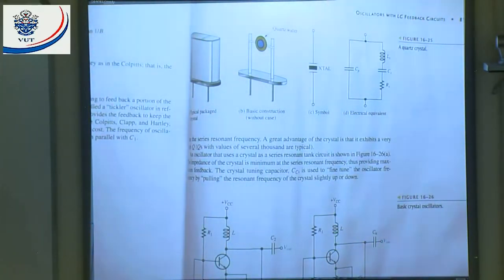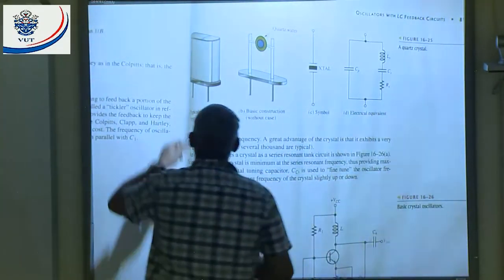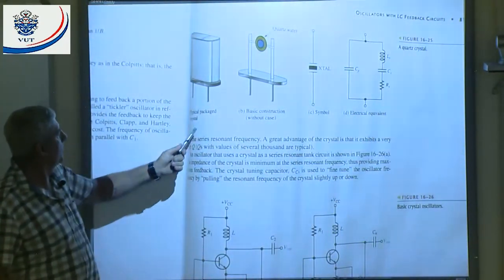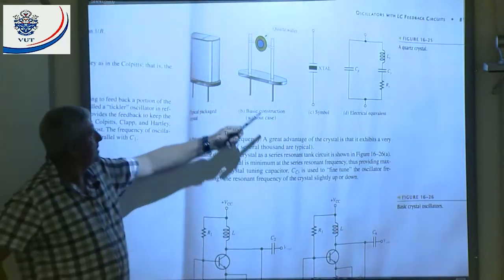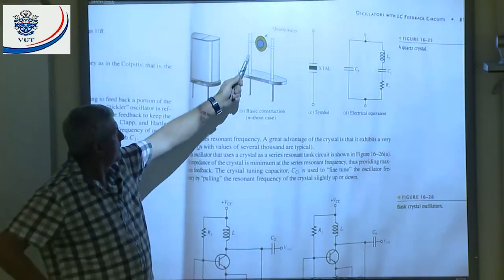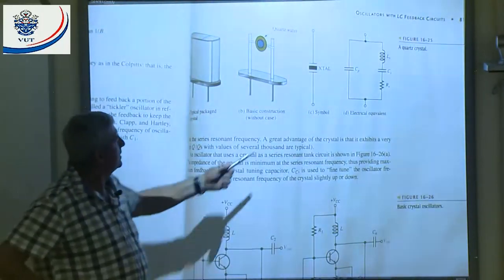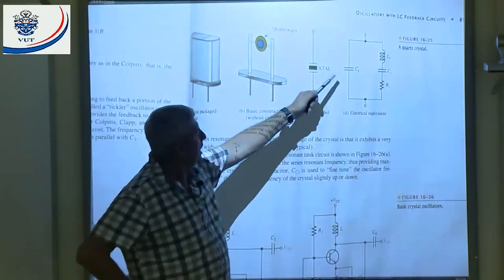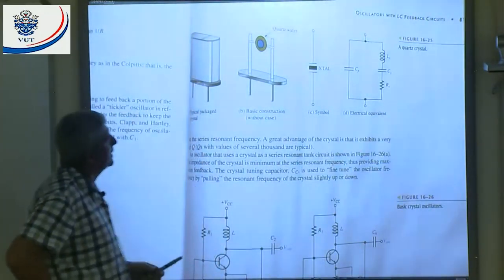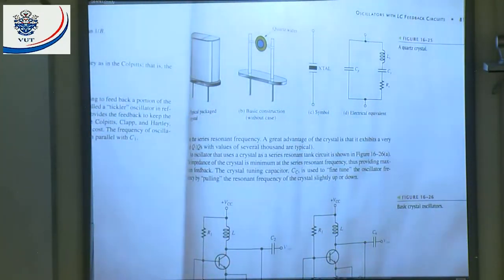You find some big crystals, they're in a fairly big protective can. There's the basic construction. You can see there's two electrodes and there's the crystal wafer, the way it's cut. There's a symbol of a crystal, and here's my electrical equivalent circuit of the crystal.